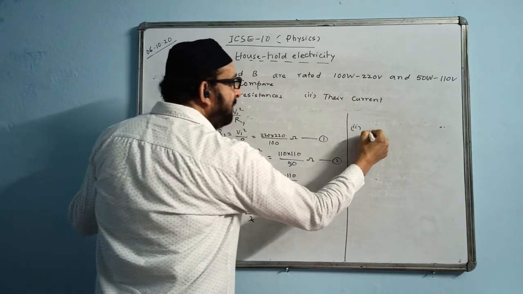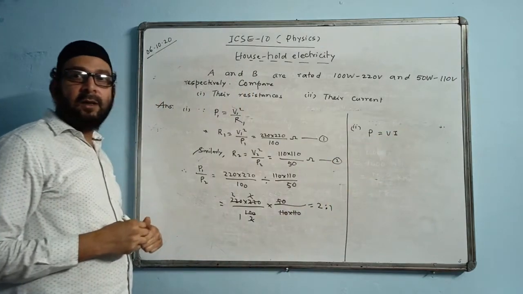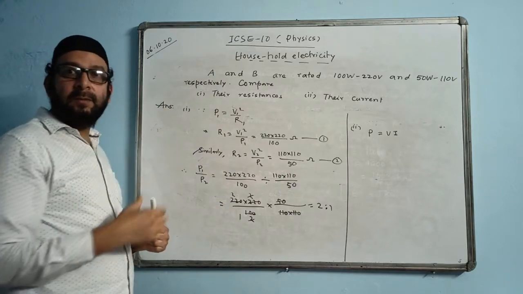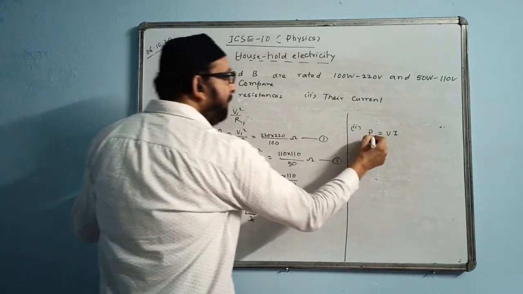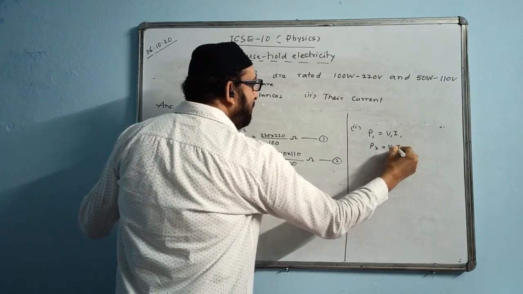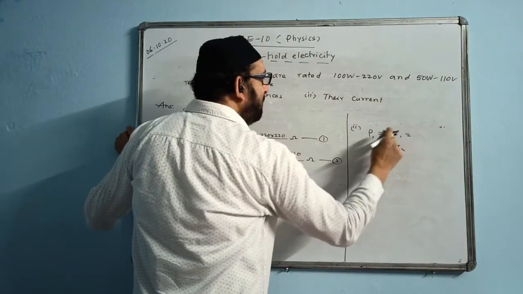Power and current you have to find. So P is equal to VI is the formula. Since P equals VI, again there are two cases: the case for bulb A and the case for bulb B. So I am writing P1 is equal to V1 I1, P2 is equal to V2 I2. You can put the value. V1 value is how much?